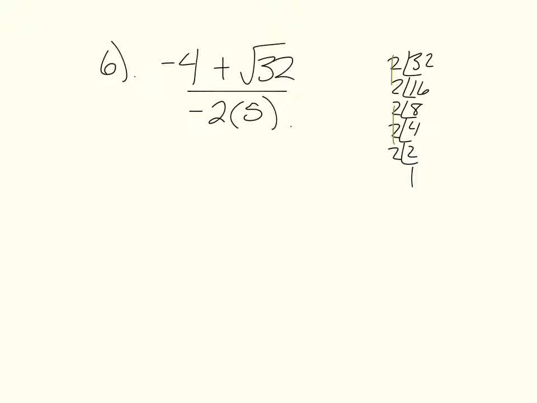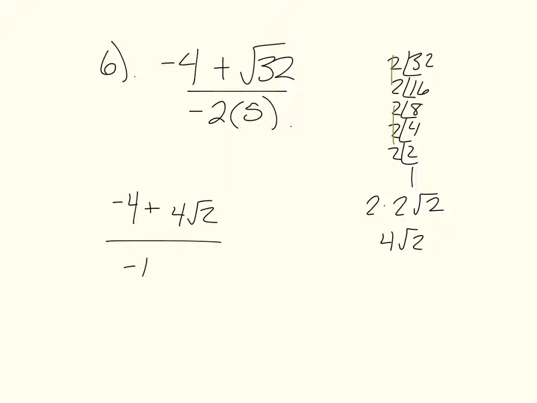So what 32 is going to simplify to is 2 times 2 square root 2. 2 times 2 gives us what? 4 square root 2. So now here I'm going to rewrite this whole problem. Negative 4 plus 4 square root 2 over, we'll just write the bottom number as negative 10.